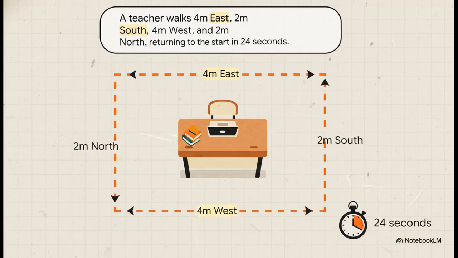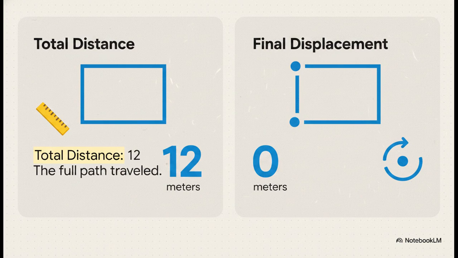Okay, picture this. A physics teacher is pacing around their desk. They walk 4 meters to the east, then take a right turn and go 2 meters south, then turn again and go 4 meters west, and finally take one last turn and go 2 meters north. The whole trip takes them exactly 24 seconds. So let's break this down.